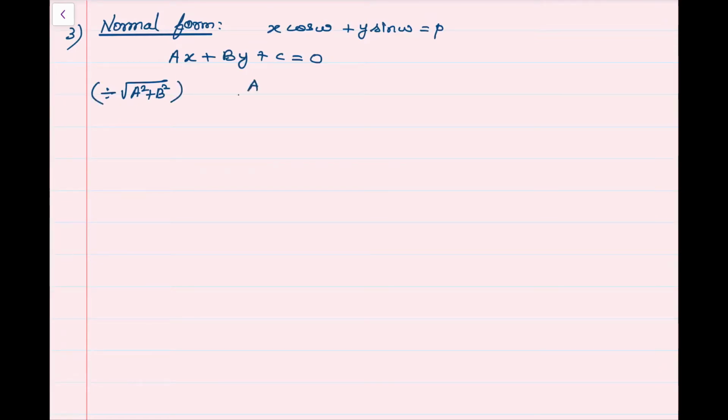Now we will reduce the general equation of a straight line to normal form. The normal form of a straight line is x cos omega plus y sin omega is equal to p. The general equation is ax plus by plus c is equal to 0. We will divide the whole equation by root of a square plus b square, where a is the coefficient of x and b is the coefficient of y. We get a divided by root of a square plus b square times x plus b divided by root of a square plus b square times y is equal to minus c divided by root of a square plus b square.